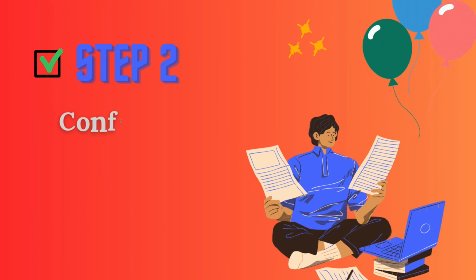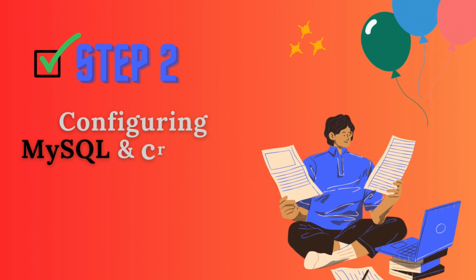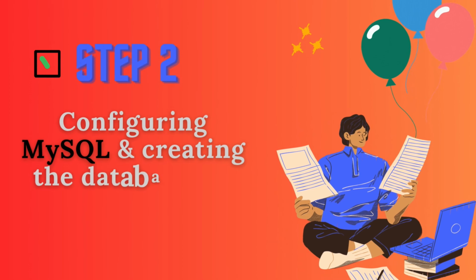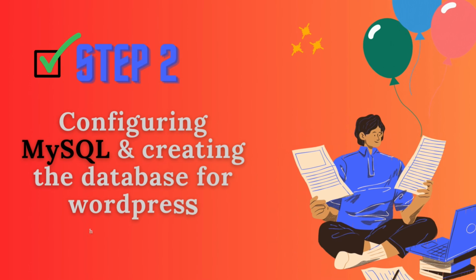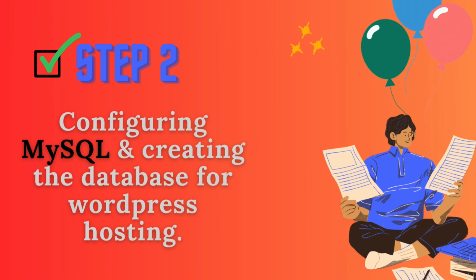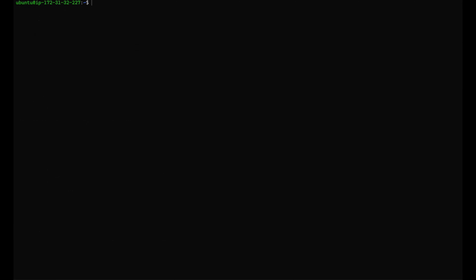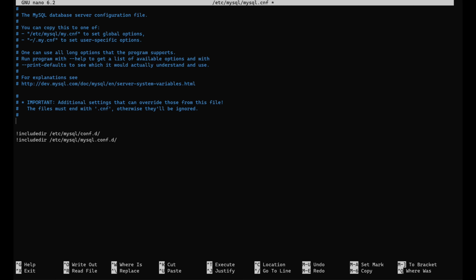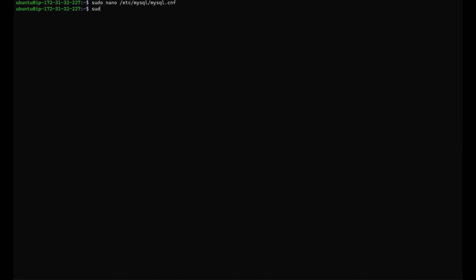So now we are on to step 2. In this step, we will configure MySQL and create the database for WordPress. First of all, since EC2 has only 1 GB of RAM, we need to set a property called performance schema to 0, so that the memory consumption of MySQL gets reduced by around 50%. So we will restart the MySQL service.